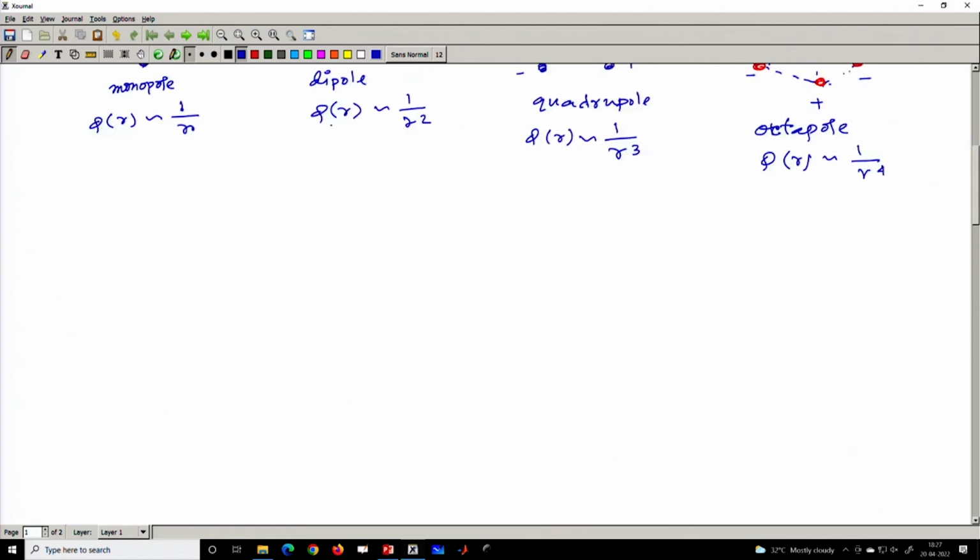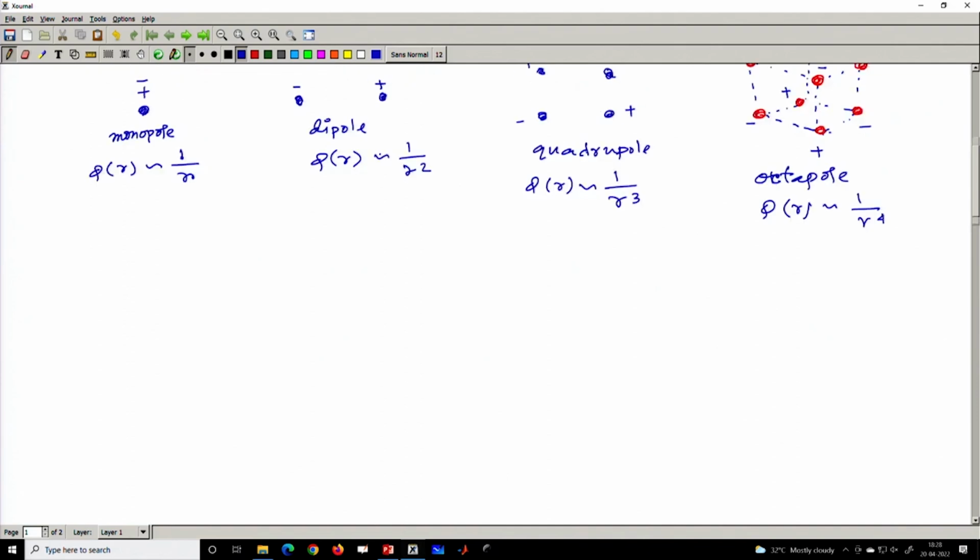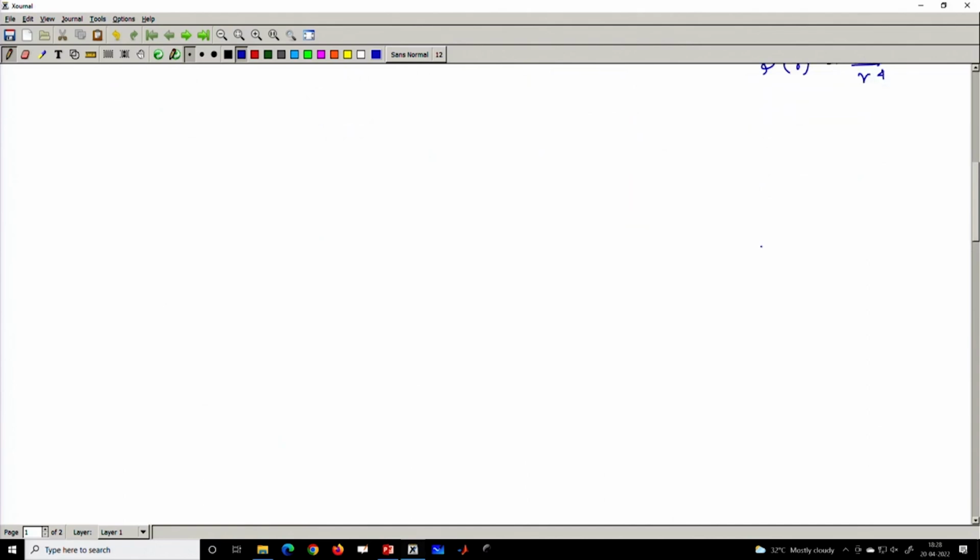Now, the next thing is we will systematically find the potential of an arbitrary charge distribution, and later we find that it can be the contribution of monopole, dipole, quadrupole, octupole, and so on. So, I have an arbitrary charge distribution here. Let me do that.